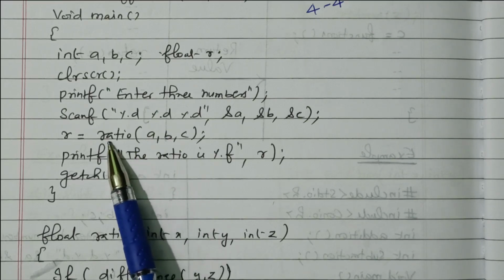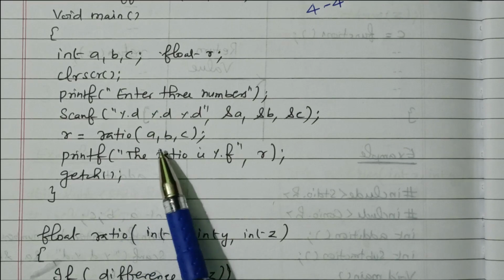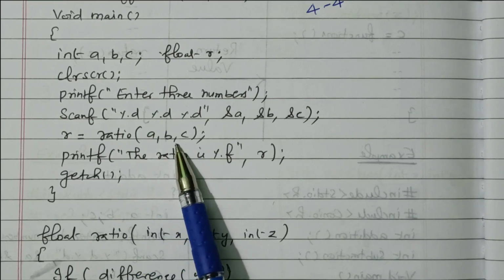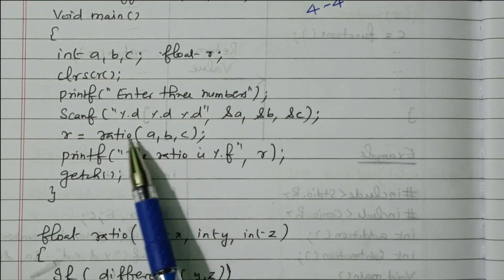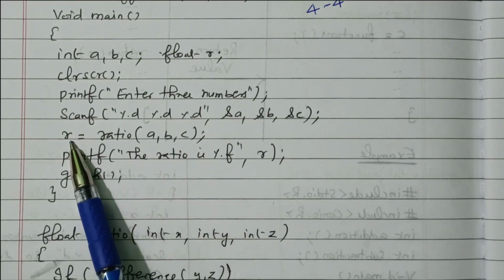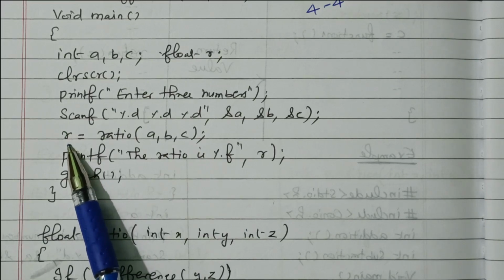Ratio is the function name. We are calling the function ratio. We are sending three variables A, B, C. We already declared that this function will return a value. That value is stored in the output variable R. So we are going to store the output here.